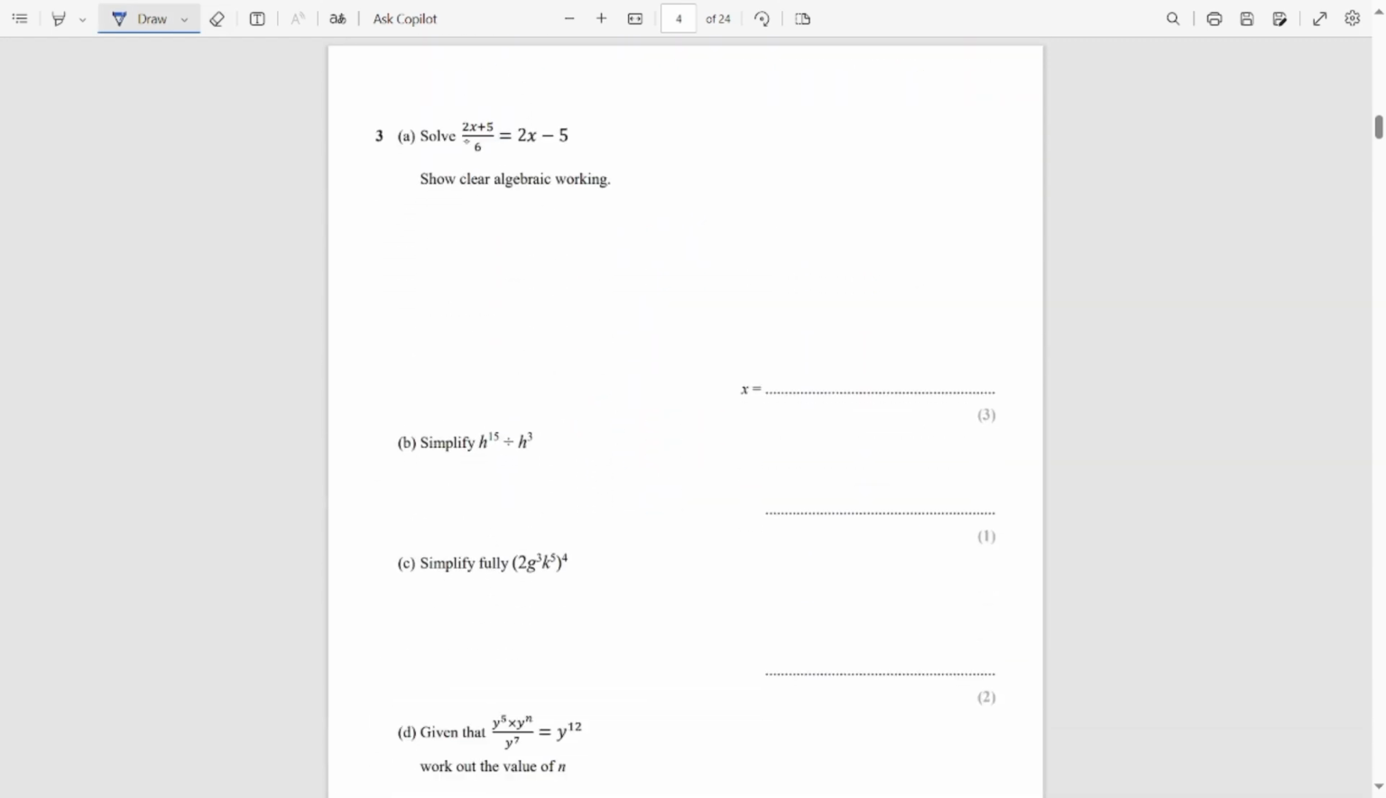So here we have an algebraic fraction. I don't like this 6 here. Whenever you have any fractions you're trying to solve, if you have any kind of fraction, just multiply up by the denominator to get rid of the fraction. So we're going to take this 6 and multiply everything by 6, which will leave 2x plus 5 on the left. And then I multiply this side by 6. I have 6 times 2x minus 5.